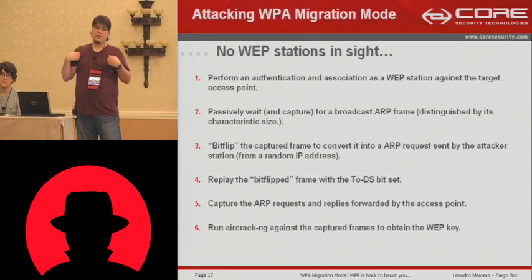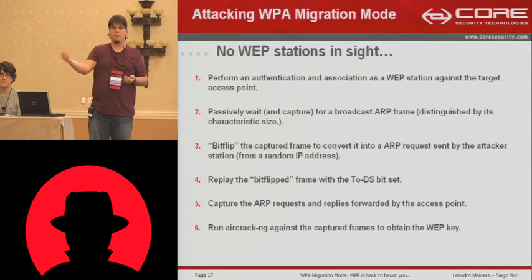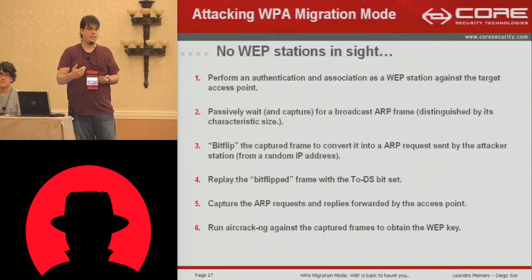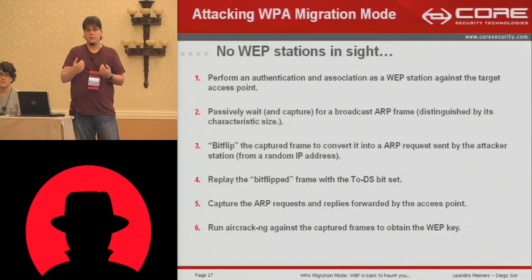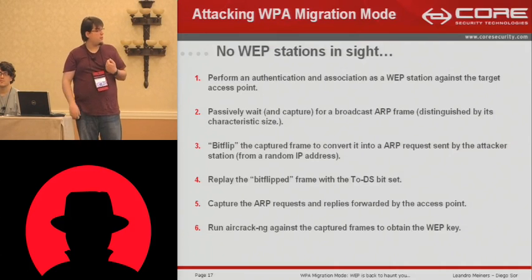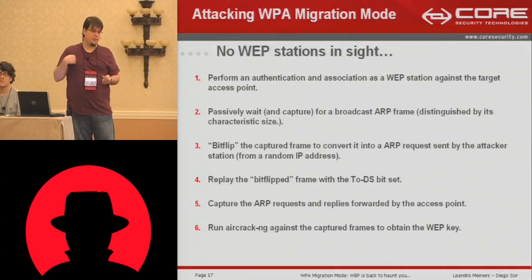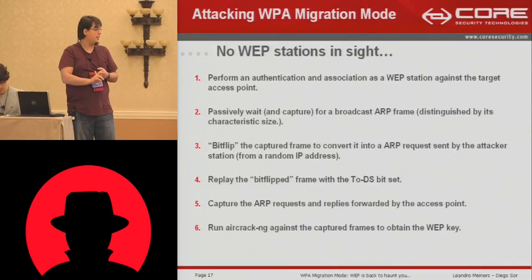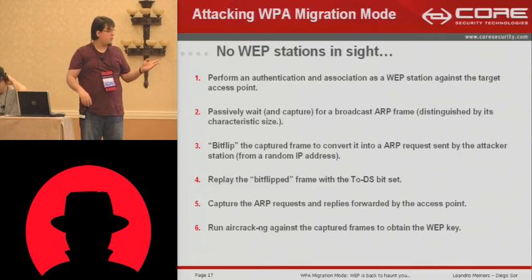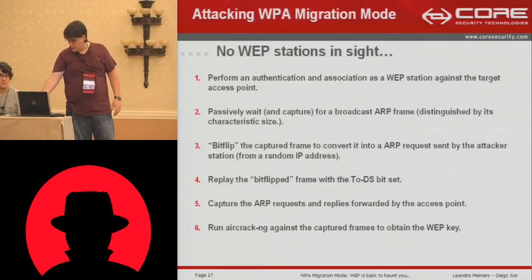And also, the station for which the original ARP was sent will reply. Once the station replies, the reply will be sent back to us by the AP, and it will be sent as a WEP frame since we are a WEP station. So for each frame we sent, we have two frames that are WEP encrypted and that can be used for cryptanalytic purposes. Then what we do is run aircrack against it to obtain the WEP key.